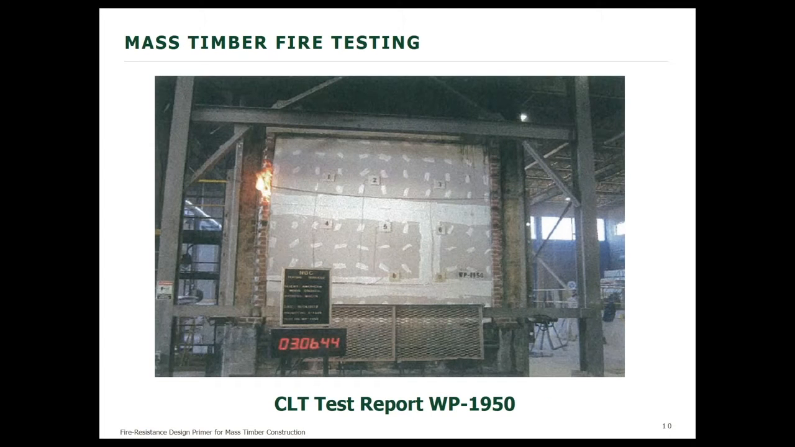What I provided for you here is a slide that shows the CLT wall tested in October of 2012. The wall itself was loaded with 87,000 pounds or 87 kips. It's important to note that that's the maximum load that the rams available at the testing facility could apply. So it was loaded to the max. The vertical load held throughout the test.